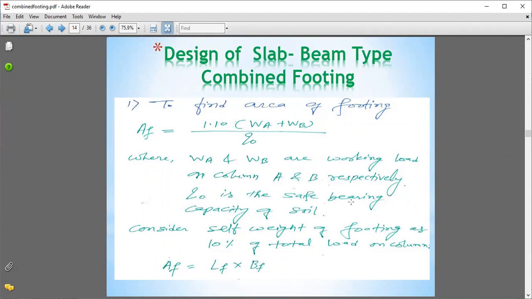Q naught is the safe bearing capacity of the soil. Okay, self weight of the footing as 10% of the total load of the column. Okay, total load on the column.